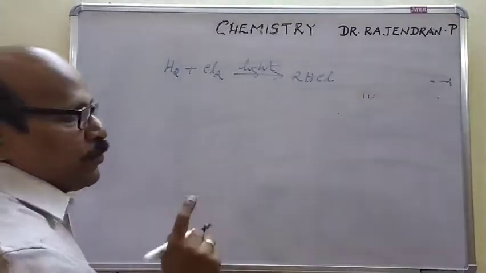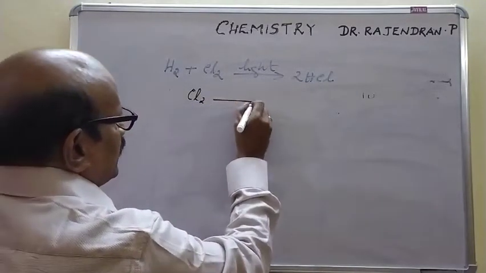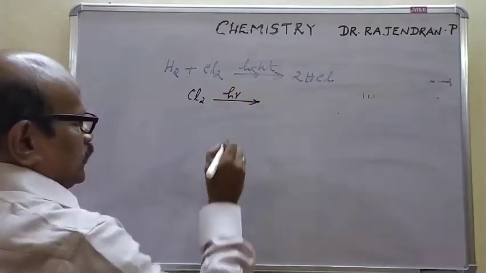Here chlorine is sensitive to light. Okay, chlorine is sensitive to light. So chlorine absorbs light of suitable frequency.